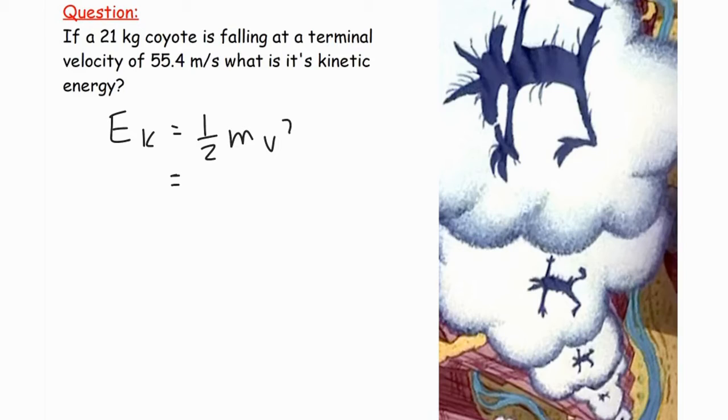So my kinetic energy is 1/2 mv squared. It's amazing how it just appeared out of nowhere. If I put that in my calculator, I get 3.7 times 10 to the 4 joules. Or I could say 37 kilojoules.